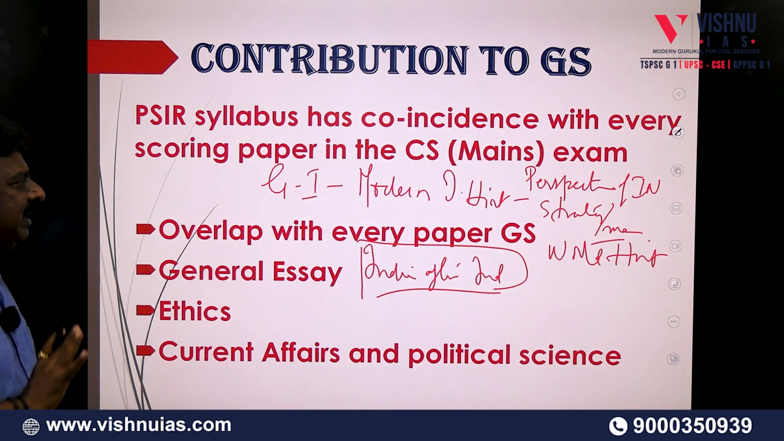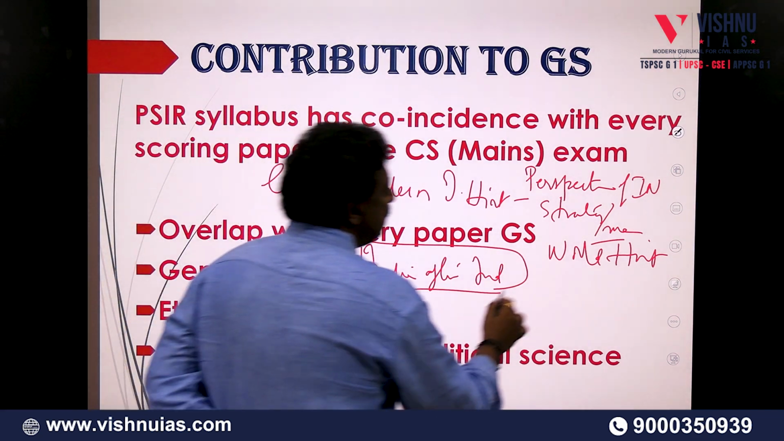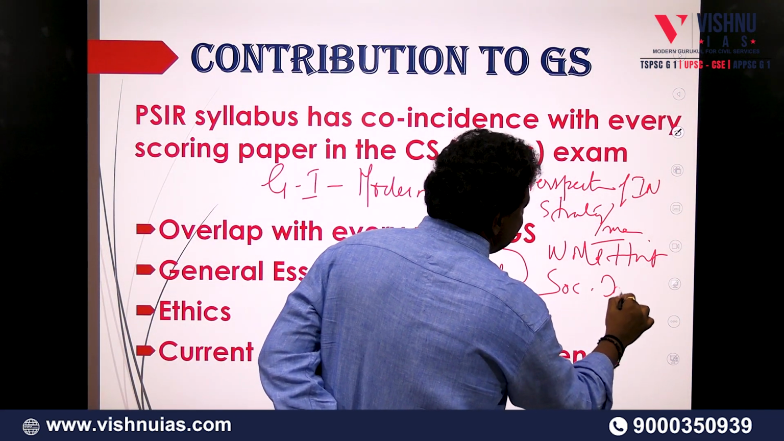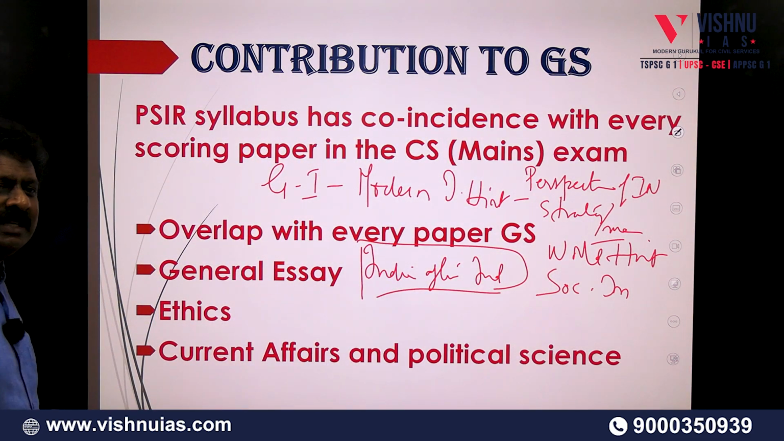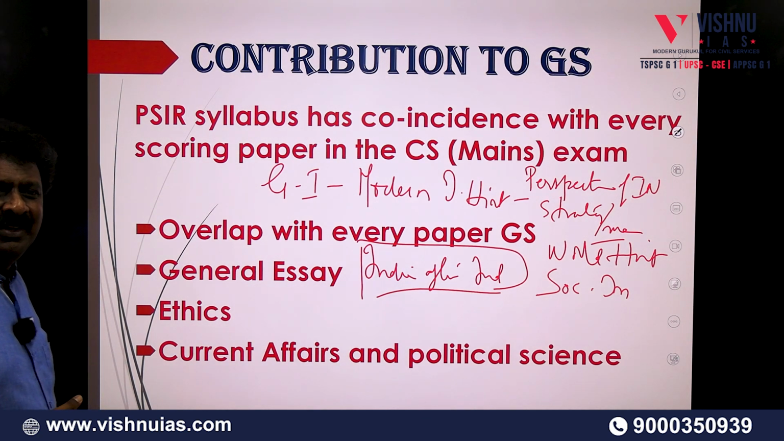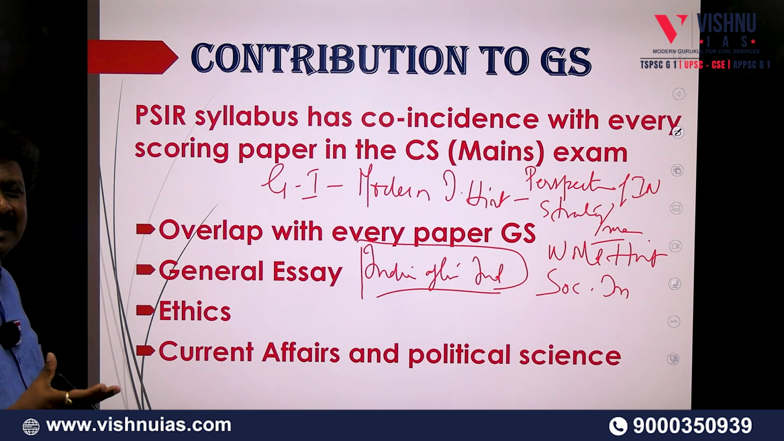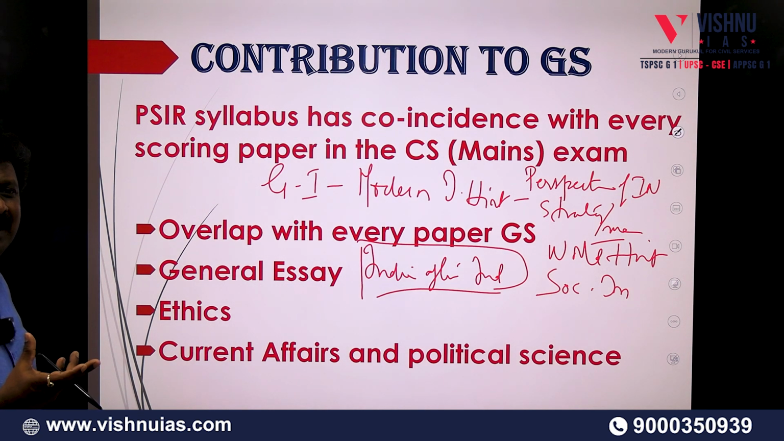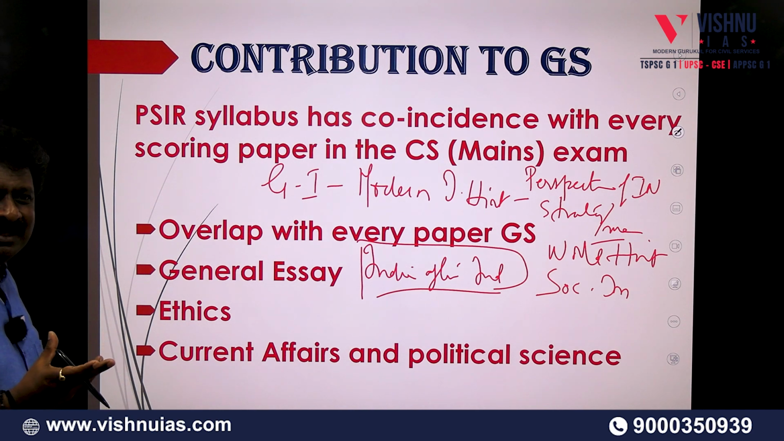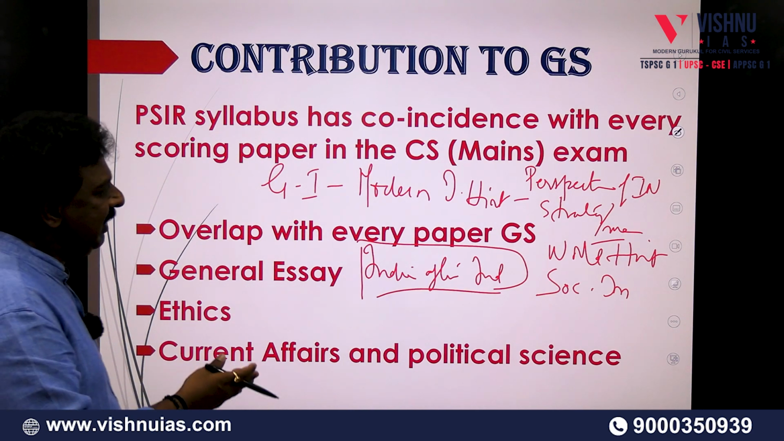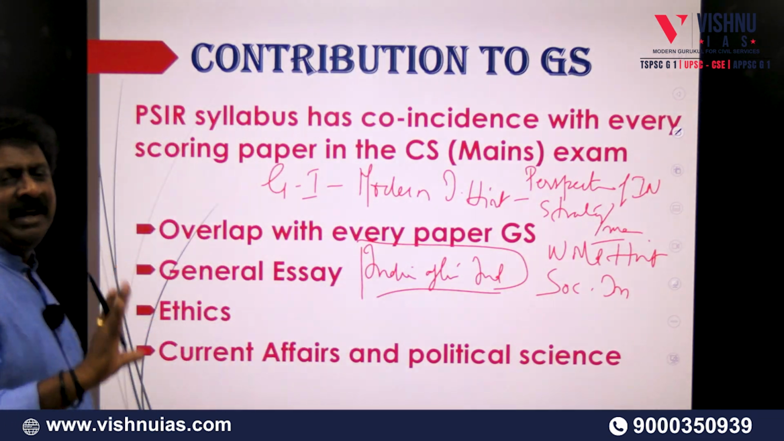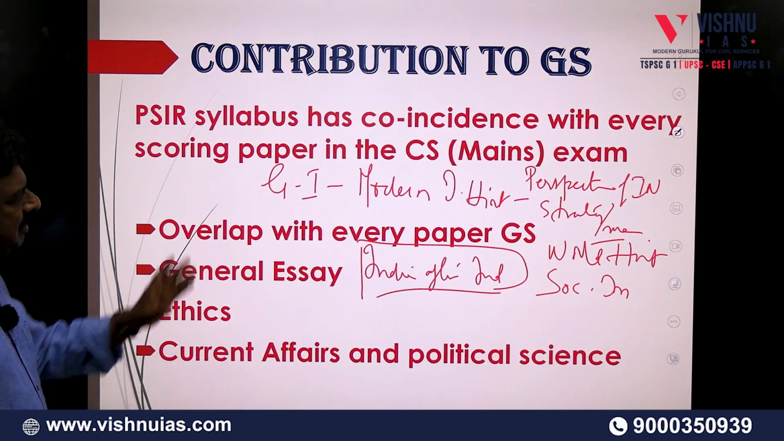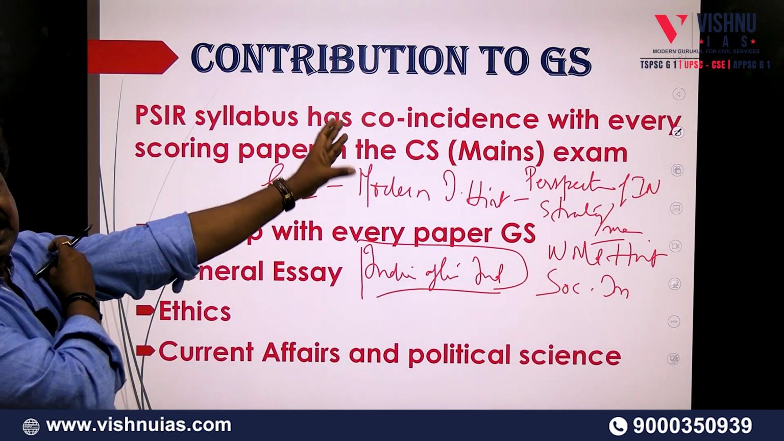Then in GS paper 1 you have social issues like caste, ethnicity, religion, regionalism, all of which are covered as a part of your syllabus in political science. Social movements, right? We have environmental movements, women's movements, and trade union movements. They are also there as a part of your syllabus in GS paper 1, and they are also covered within the syllabus of political science. So much coincidence you have in GS paper 1.